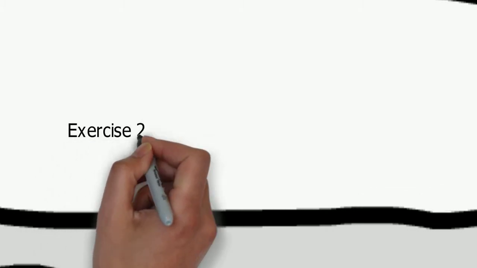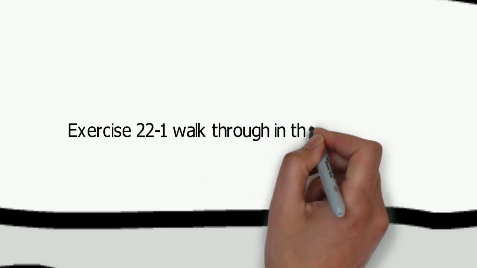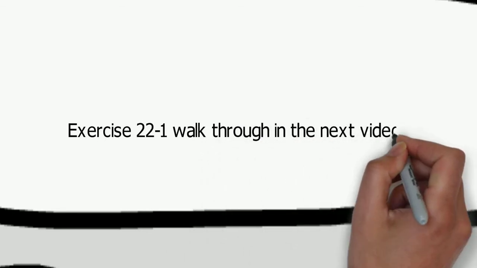In the next video, we're going to be working through exercise 22.1 for Stronghouse Inc. So give exercise 22.1 a try before you go through the next video. Give it a good old college try and then turn on the video and see how you did.